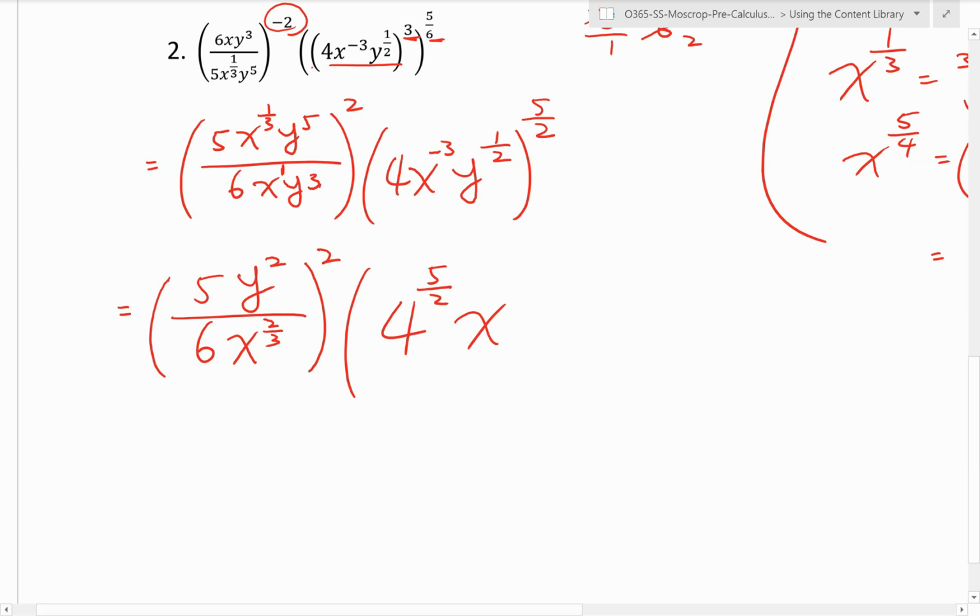Power of power, multiply. Negative 3 times 5 over 2. Again, that's 3 over 1, so negative 15 over 2. For y, we have 1/2 times 5 over 2. That's 5 over 4.